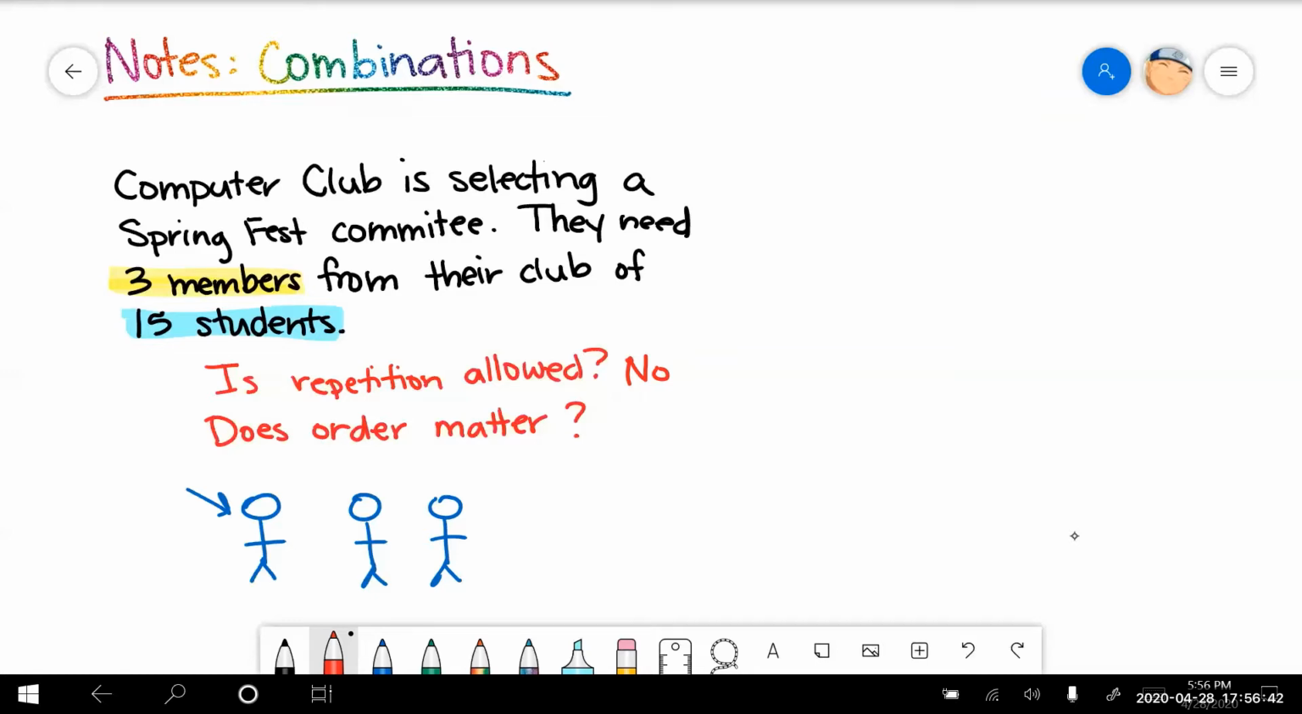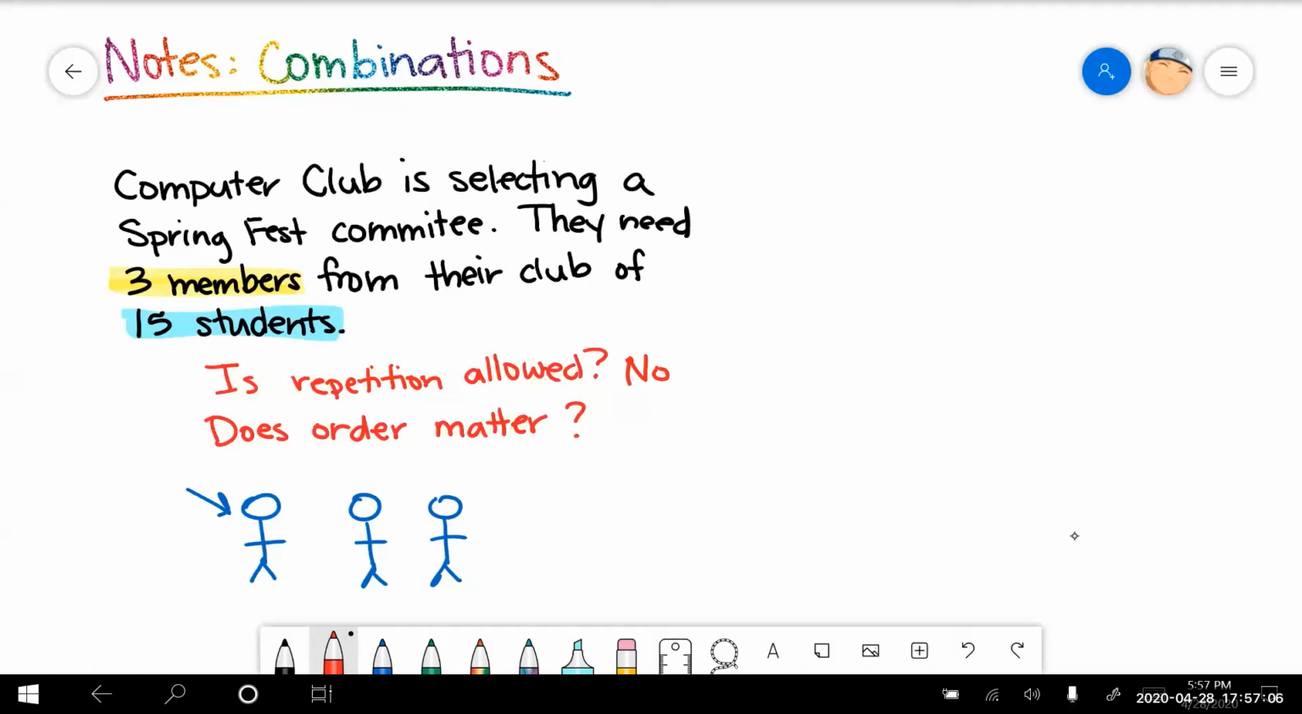And again, we can't clone ourselves, so repetition is not allowed. Now, what about order? Does order matter? It did in the past, so we need to really confirm whether or not order matters now, because a big part of your role in completing problems for Unit 3 is trying to answer these questions and decide, what am I supposed to use?